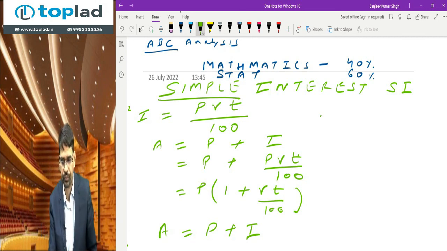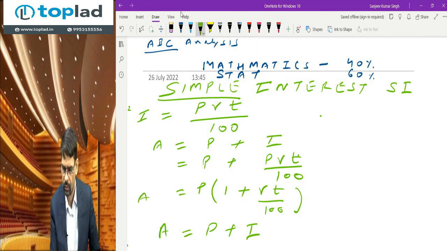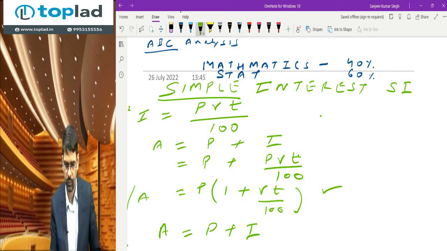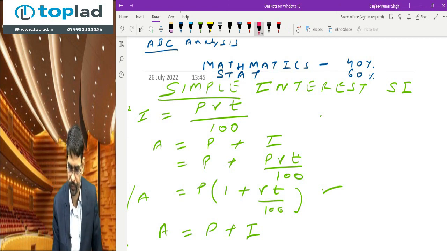Okay friends, so 3 important formulas we have derived. You just have to remember them. There is no need to go for the derivation. This is a very important formula. So, 3 formulas.